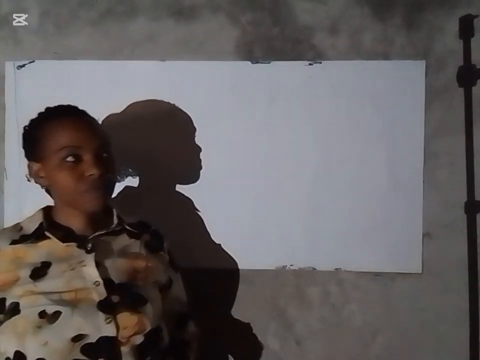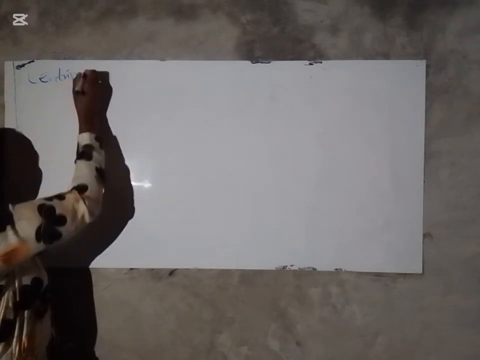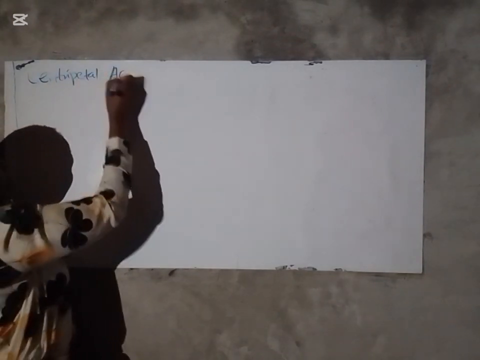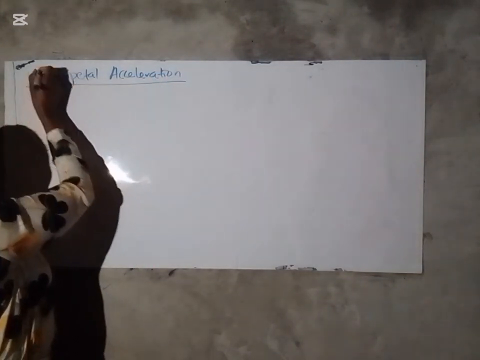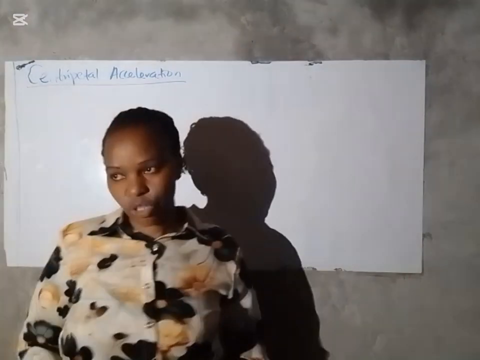We are moving on with our topic of uniform circular motion. This is our fourth topic, our fourth lesson. In today's lesson, we're going to look at something new. We're going to look at what we call centripetal acceleration.